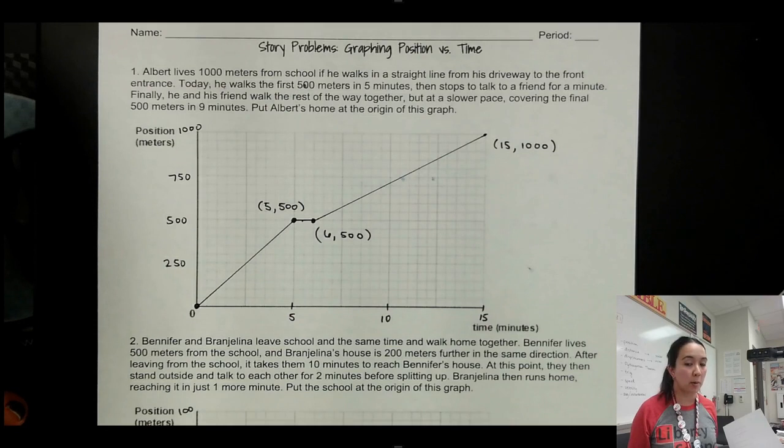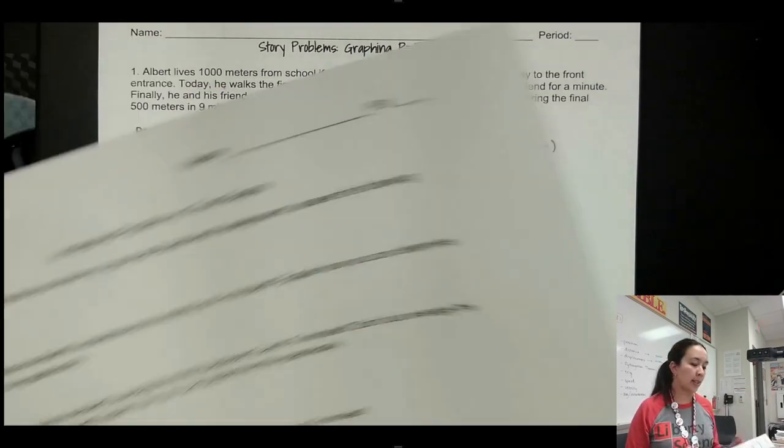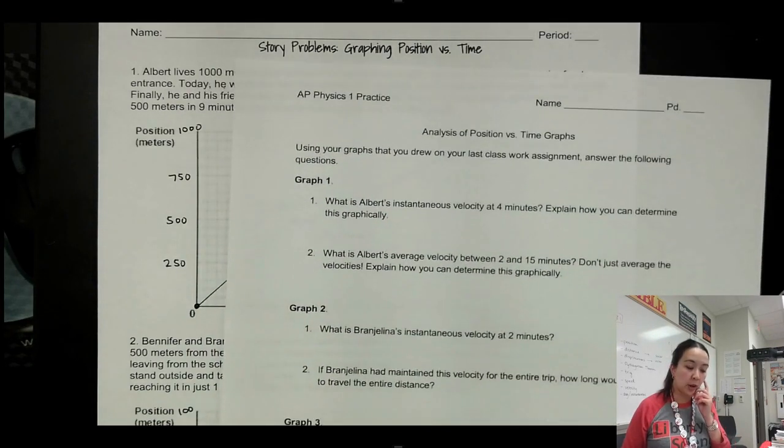All right, we're back. Hopefully you've done those other 3 graphs. Let's talk about these questions that are attached. As we're looking at Albert's graph, you can see that these questions are focusing on the difference between instantaneous velocity and average velocity.